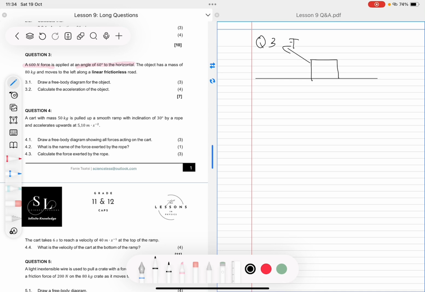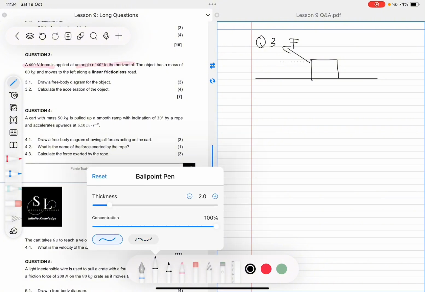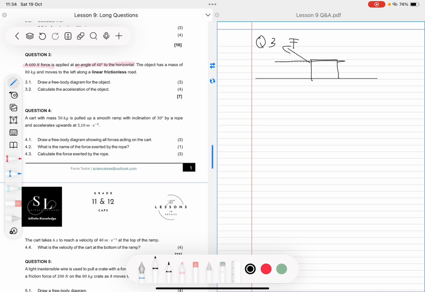This means the force F is applied. They say here it is applied at an angle of 60 degrees to the horizontal. Remember that this line here is the horizontal. So the angle would be here at 60 degrees to the horizontal. And we're saying this object has a mass of 80 kg. It moves on a frictionless horizontal surface. So this means that there is no friction between the two surfaces.